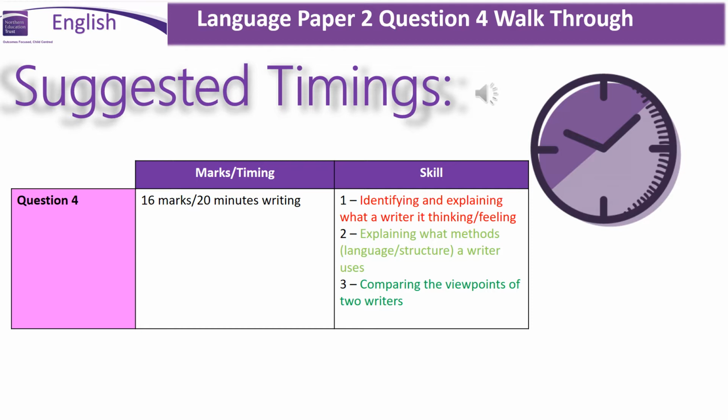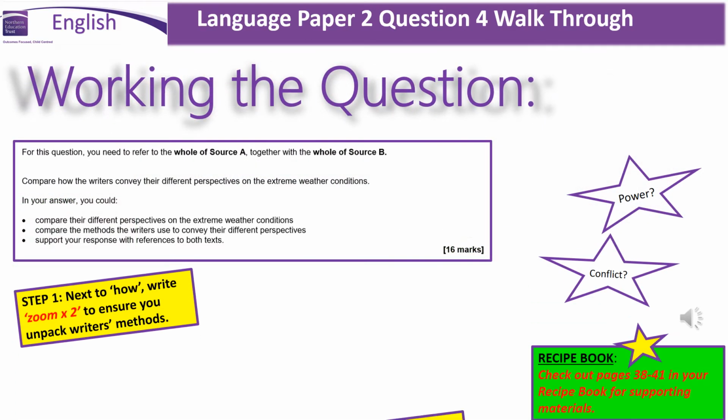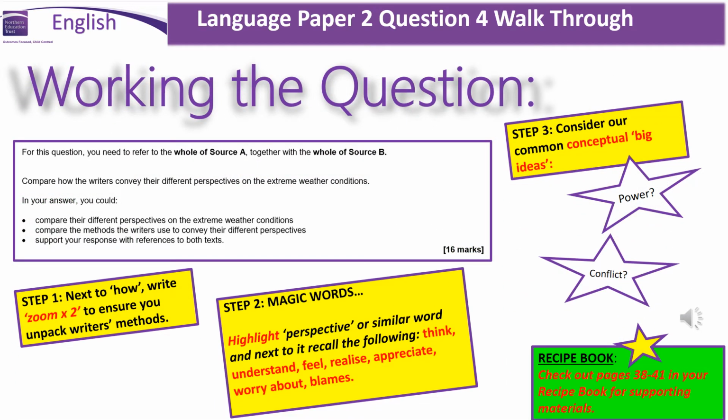The reason why I've colour-coded those in red, lighter green and darker green is to reflect the PEEL paragraph structure. So if you need to rewind the video, please feel free to do so. So let's work the question. Take a moment to pause the audio and read this question carefully once again. Thank you for doing that. So the first step is that next to how, make sure that you write zoom times 2 to ensure that you do unpack writers' methods.